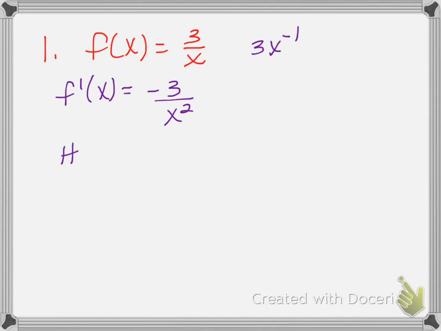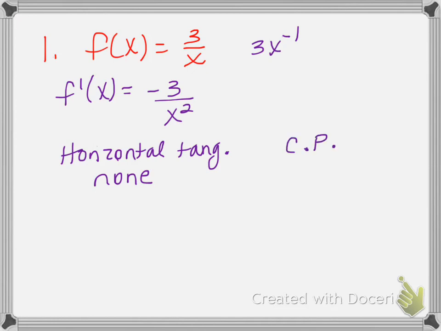Alright, if it asks for you to find the horizontal tangent lines, then there would not be any, because horizontal tangent lines are where the derivative is 0. The derivative is 0 when the top is equal to 0. Negative 3 never equals 0, so there are no horizontal tangent lines. Critical points would be where the top is 0, but also where the bottom is 0. So if I want to find the critical points, I'm going to set the bottom equal to 0 also, and I get x equals 0. So 0 is my only critical point, and there are no horizontal tangents.